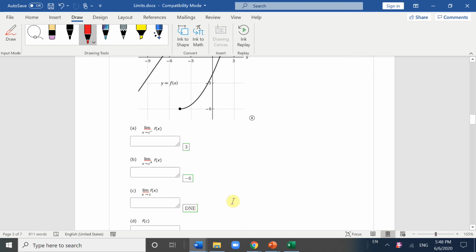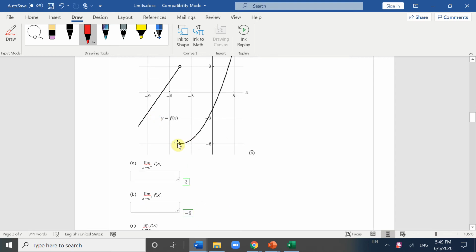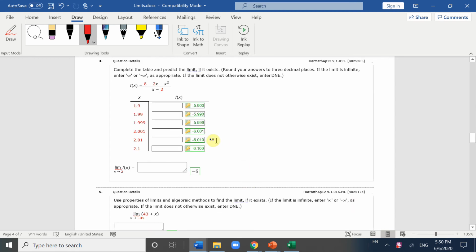does not exist. So you see the function at x equals -4.5 is well defined, you see this point, but the limit does not exist because the left side goes this way, the right side goes this way, it diverges. It does not converge.